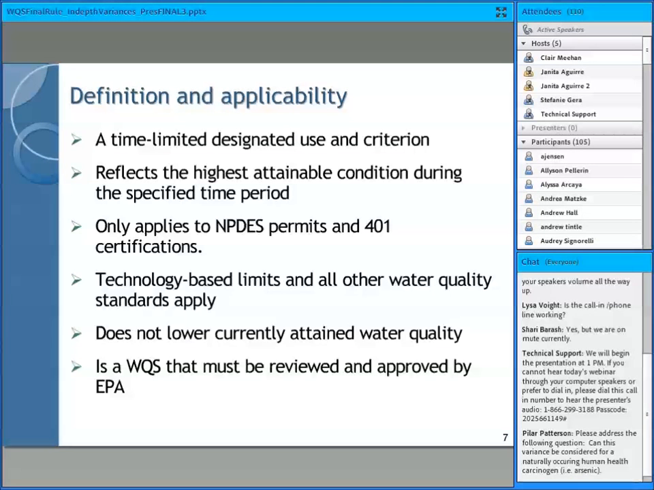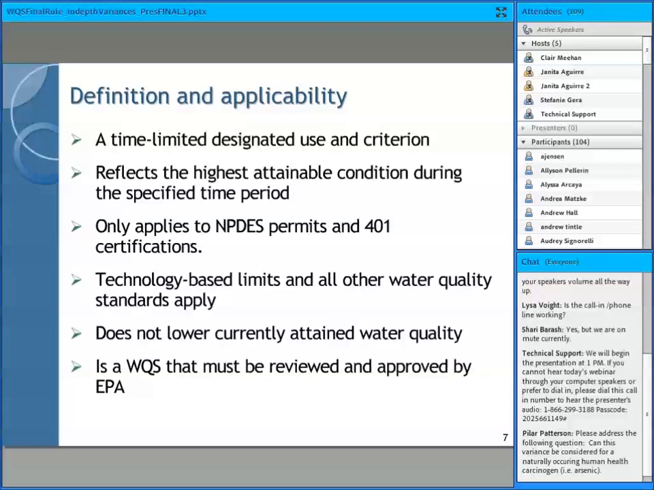The regulation prohibits using a variance if the designated use can be achieved by implementing technology-based effluent limits required under Sections 301(b) and 306 of the Act. This means that a water quality standards variance cannot be used to exempt a discharger from technology-based limits. The regulation also prohibits a variance from lowering currently attained water quality. The purpose of this provision is to ensure that a variance does not make water quality worse while not imposing a hurdle to incremental progress.